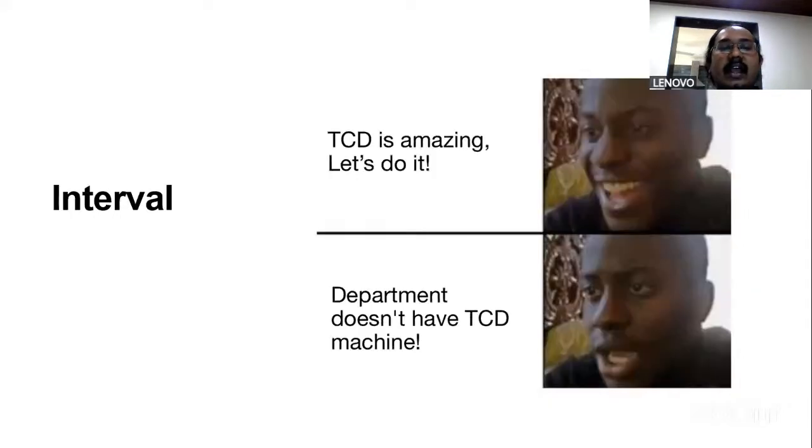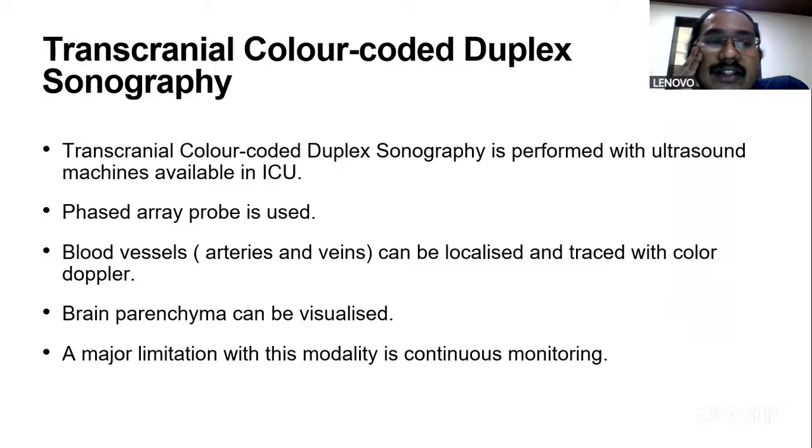With this, the resident thinks it is so wonderful to do transcranial Doppler, and he decides to do it, but then the department doesn't have a TCD machine. So what do we do now? We don't have a traditional TCD machine. That is where the next part comes in: transcranial color-coded duplex sonography.